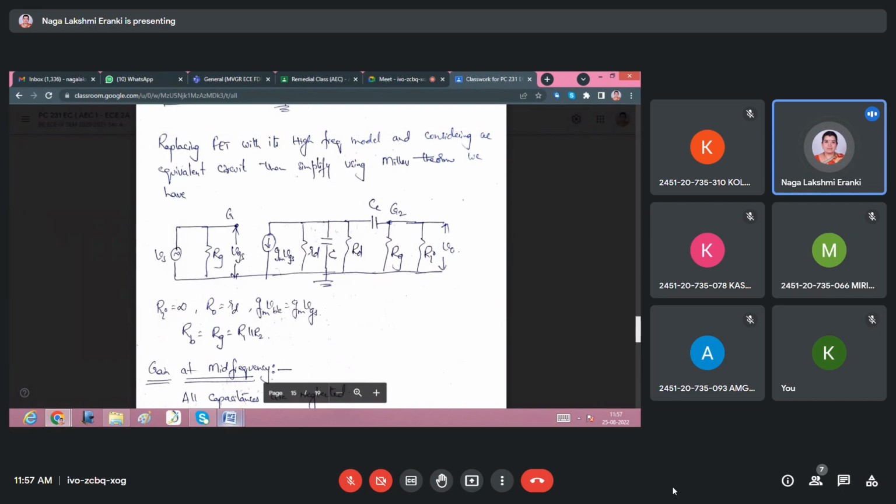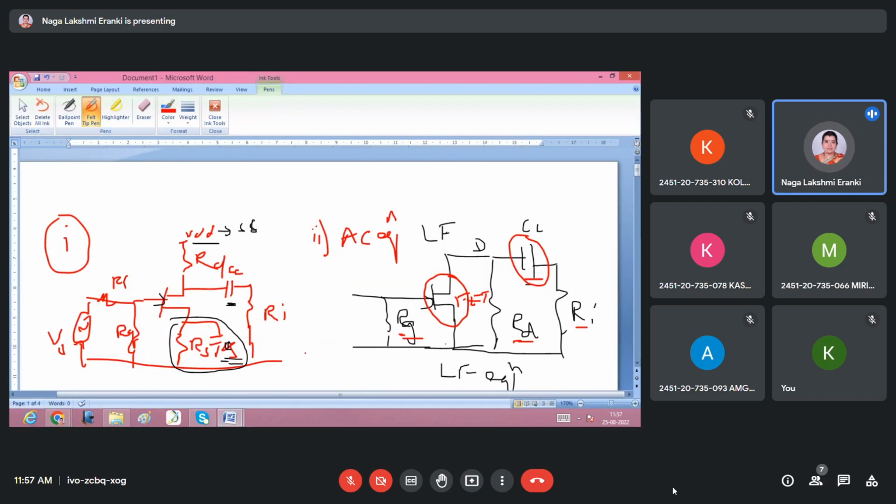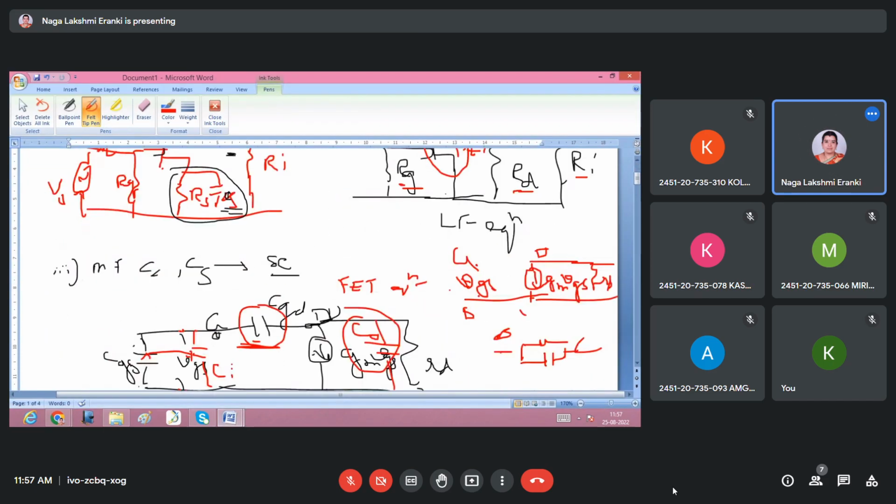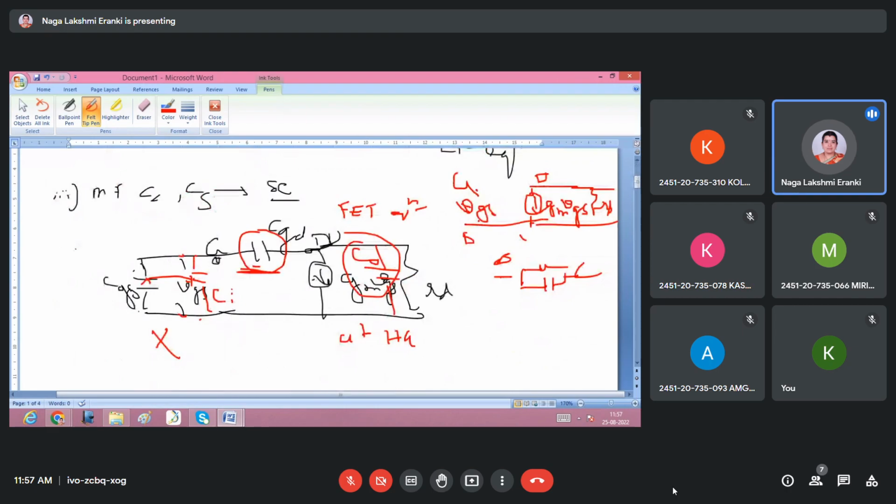So instead of going ahead with all these steps, 1, 2, 3, and the fourth step, which is to replace the transistor with its hybrid pi model and then use the Miller theorem, I have avoided these four steps and directly given this circuit.